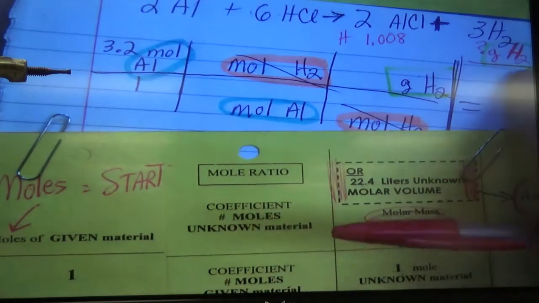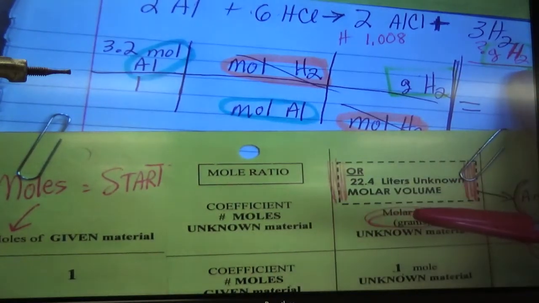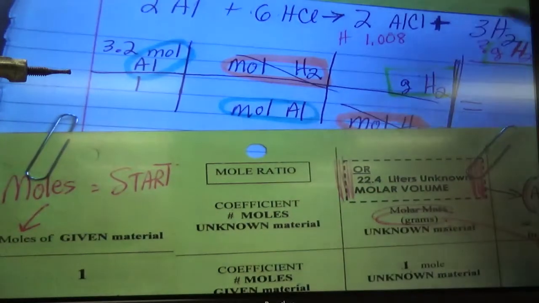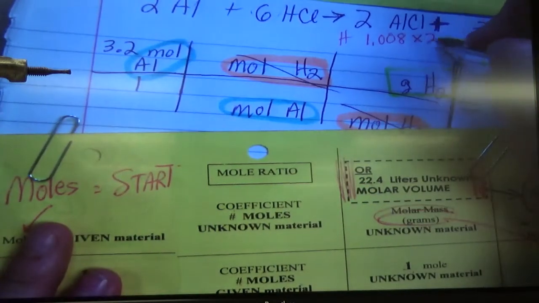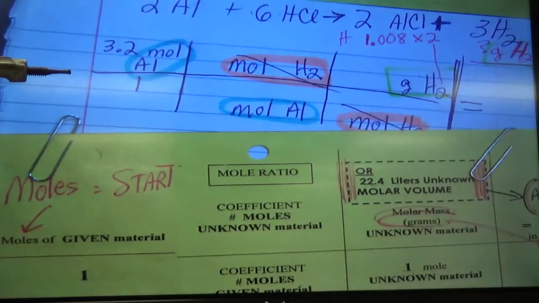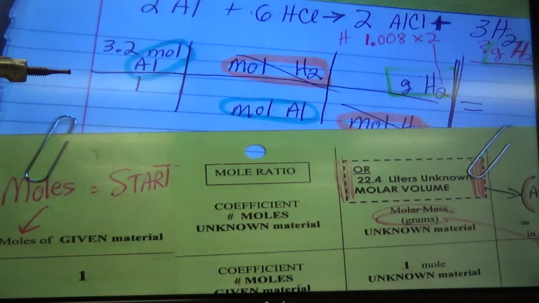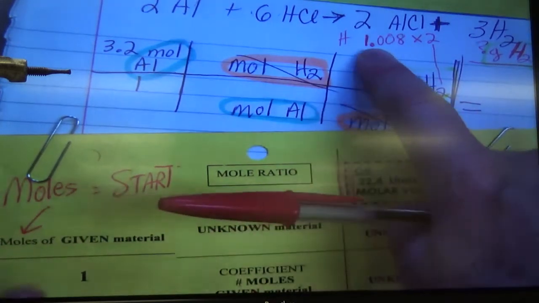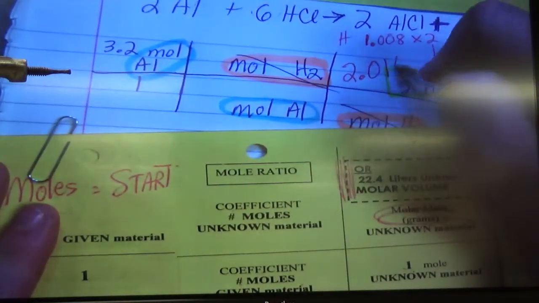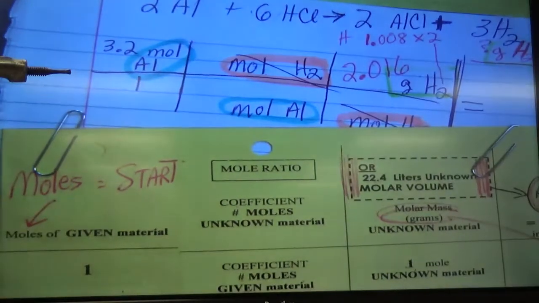But our formula says how many hydrogen make that substance? 2. See, it says H2. So I have to multiply by 2 because the formula told me to. That's why back in the early 80s I learned to call it formula mass before I ever learned the term molar mass. Because you look at the formula and you find the mass of what it says. We call it molar mass, the mass of 1 mole. All right, 1.008 times 2 equals 2.016. Does everybody see how I got that?